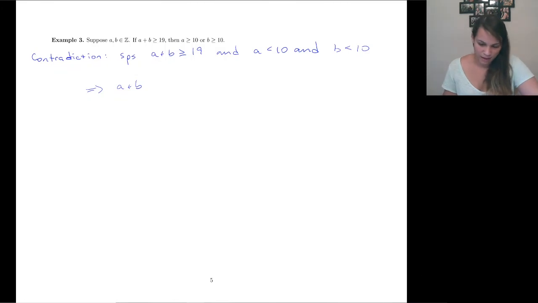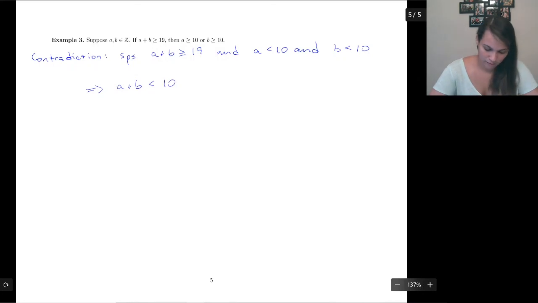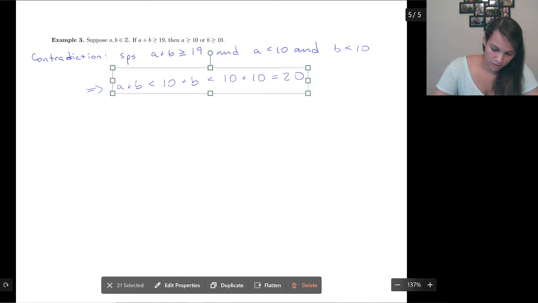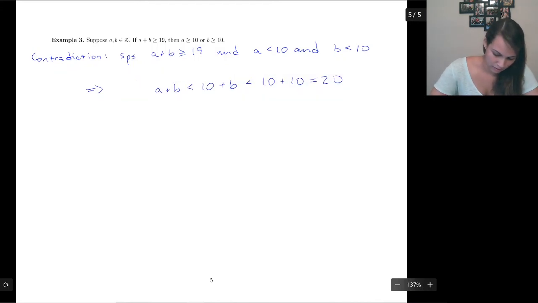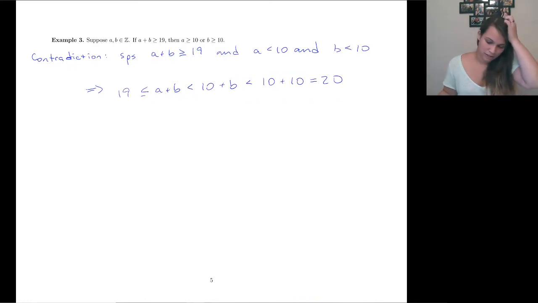Well, I can say that a was less than 10, so I could substitute 10 in for a. And then I know b is also less than 10. So that would be 10 plus 10 equal to 20. But what was it that I was trying to do? It was something involving 19. I said a plus b was going to be bigger than 19. Well, that just says that 19 is less than 20. So I didn't get a contradiction. So that makes me sad. So what can I do with this?